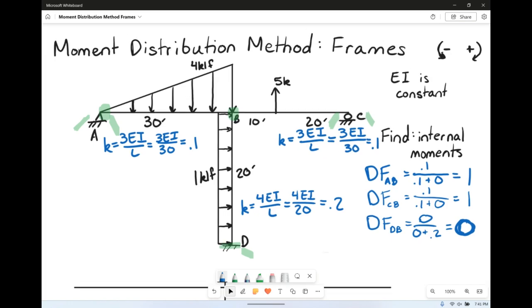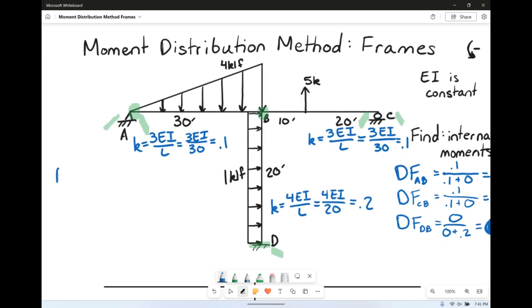So for B, we're going to do them on the other side here. We're going to find the distribution factor for B, and we're going to look at the A side. So for the distribution of B on the A side, that K value is 0.1, right? We're looking at this guy right here. So that's 0.1 over all of the things leading into that joint. So we have the 0.1, the 0.1, and the 0.2, since all 3 of those members lead into B. So we have 0.1 plus 0.1 plus 0.2. That's going to equal 0.25.